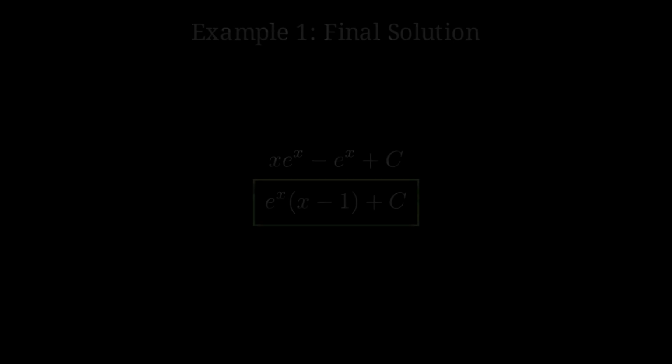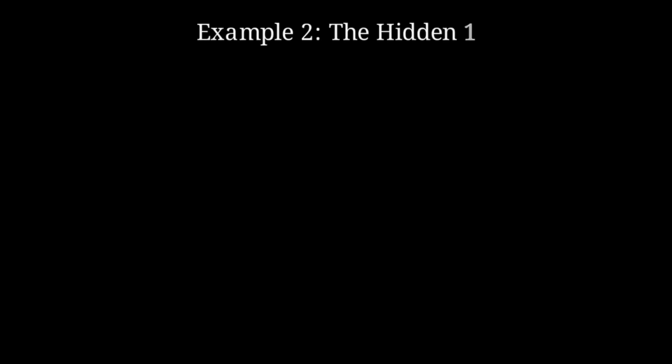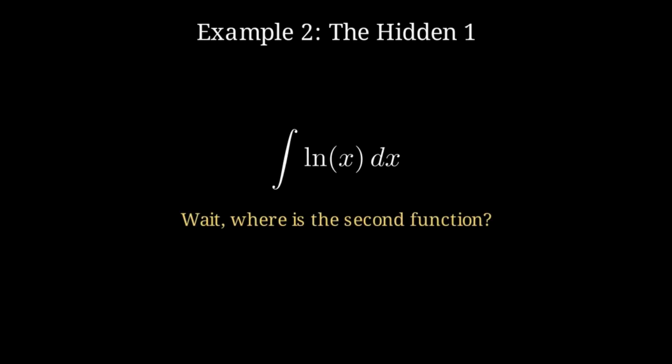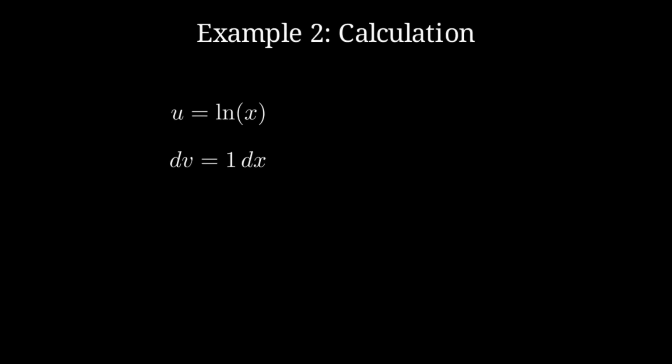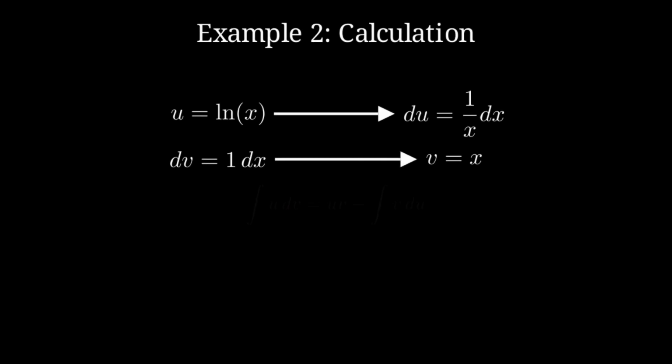Sometimes the second function is hidden. To integrate the natural log of x, we treat it as ln x times 1. Here, u is ln x because it is logarithmic, and dv is 1 dx. Differentiating ln x gives us 1 over x, and integrating 1 gives us x.